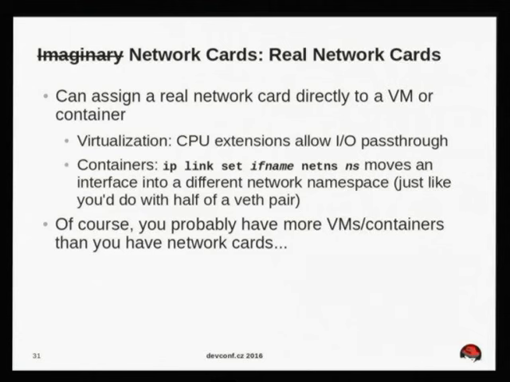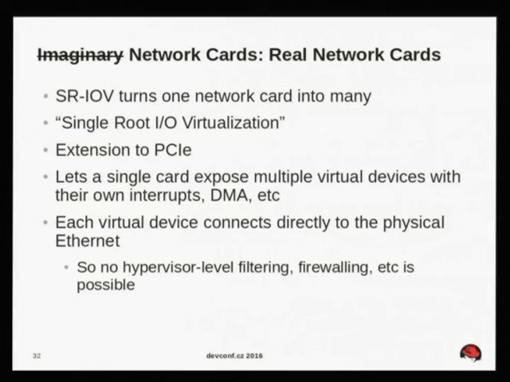The problem with this is that you probably have more virtual machines than you have network cards. So they came up with something called single root I/O virtualization, where if you have a very expensive network card, it can pretend to be multiple virtual network cards. Usually it's either 16 or 64. So you can then assign one of the virtual network cards to each virtual machine or container. Mostly virtual machines. People aren't really using this with containers yet, or much.